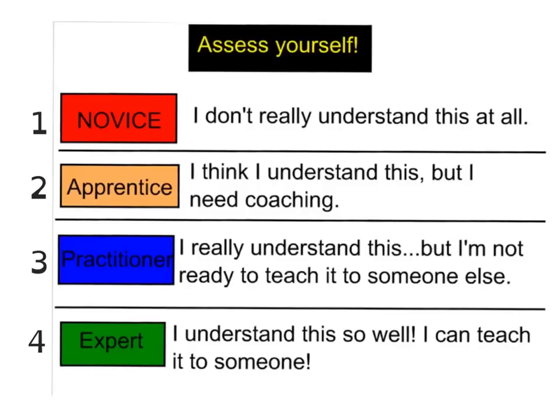Don't forget to assess yourself on how well you understand this lesson. Somewhere at the top of your page, write a number 1 if you feel you are a novice and you don't really understand this lesson at all. Write a number 2 if you are an apprentice and you think you understand this, but you might need a little coaching. Number 3 at the top of your paper if you feel you're a practitioner, you really understand this, but you're not ready to teach it to someone else. Or a number 4 at the top of your paper if you feel you are an expert and you know it so well that you can teach it to someone.